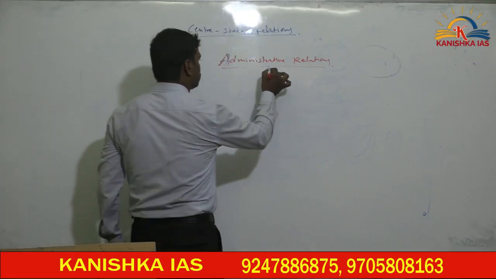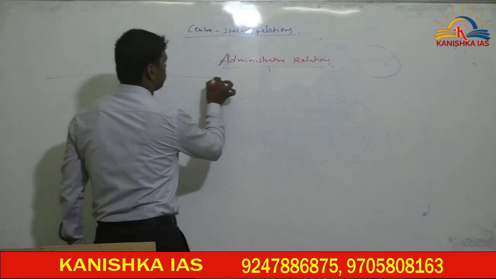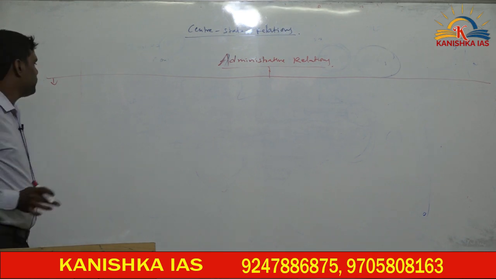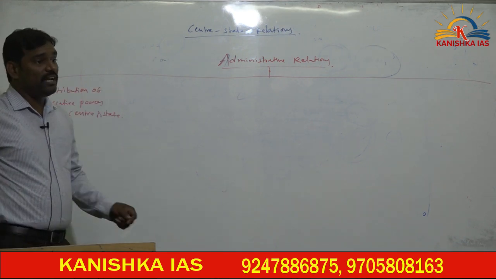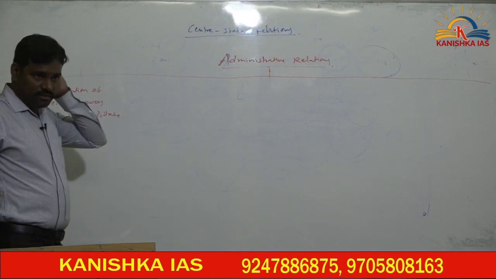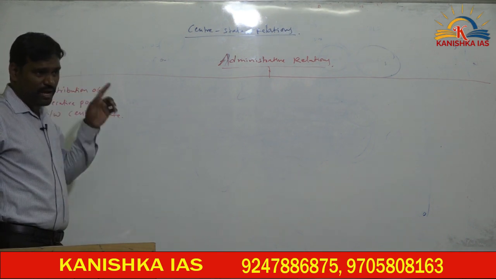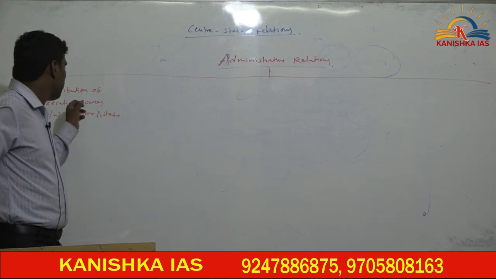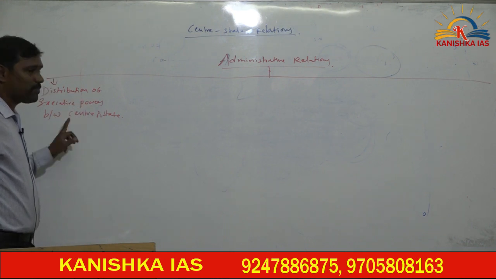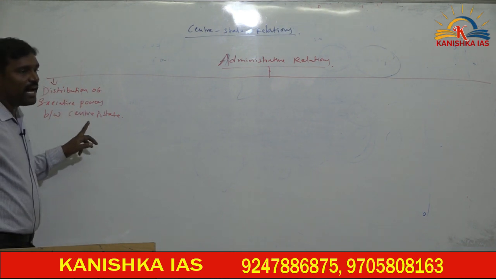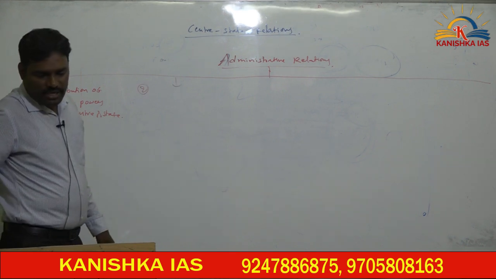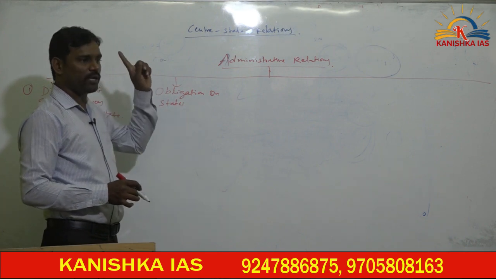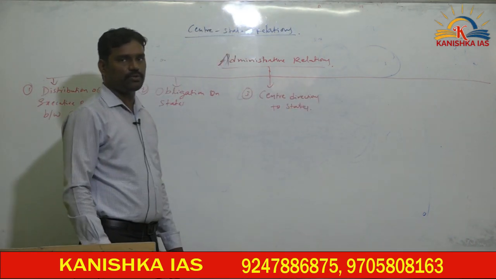Administrative relations are divided between center and state. Distribution of executive powers between center and state. We have seen under legislative relations the distribution of legislative subjects. Similarly here, distribution of executive powers between center and the state. Obligation on states. Who is giving this obligation on states? The Constitution. Third one, center directions to states.